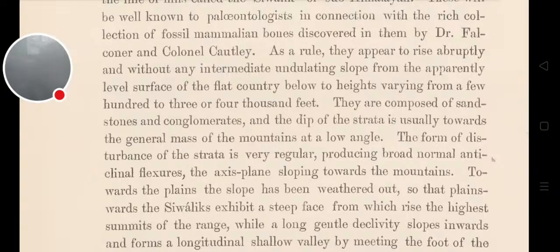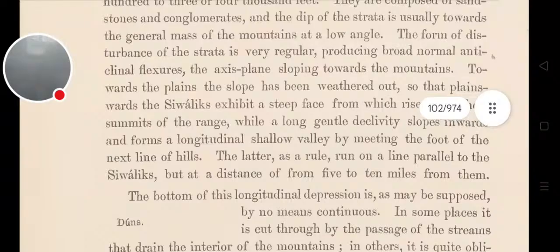The form of disturbance of the strata is very regular, producing broad normal anticlinal flexures, the axis plane sloping towards the mountains. Towards the plains, the slope has been weathered out so that plainswards the Sivaliks exhibit a steep face from which rise the highest summits of the range, while a long gentle declivity slopes inwards and forms a longitudinal shallow valley by meeting the foot of the next line of hills. The latter, as a rule, run on a line parallel to the Sivaliks, but at a distance of from 5 to 10 miles from them.